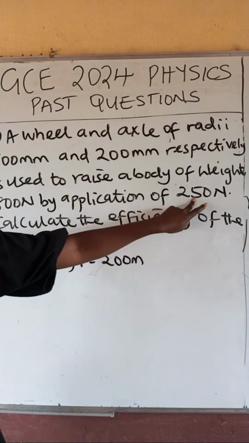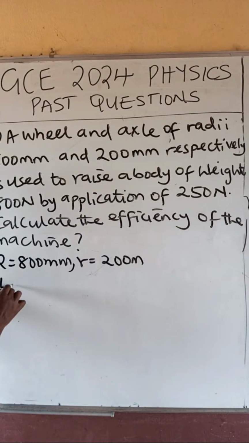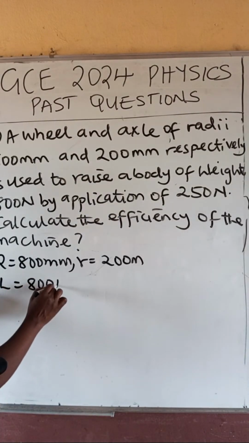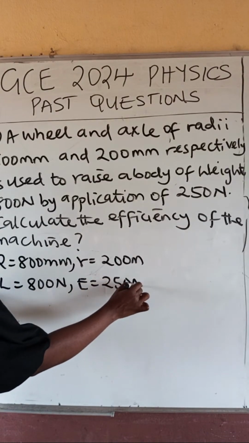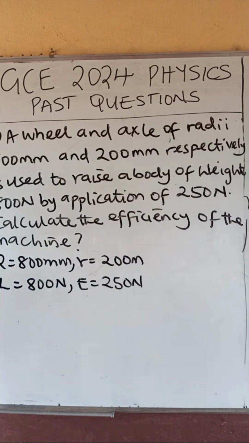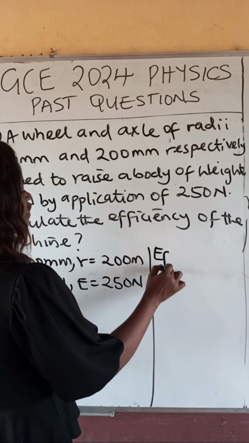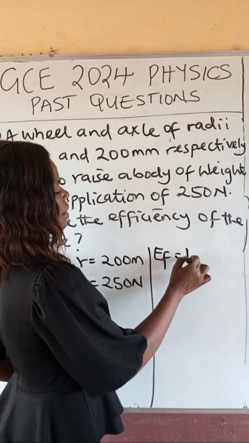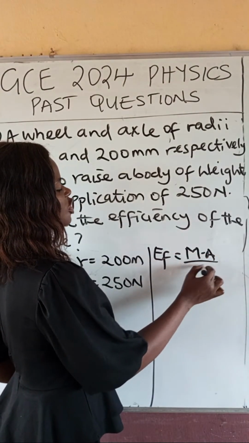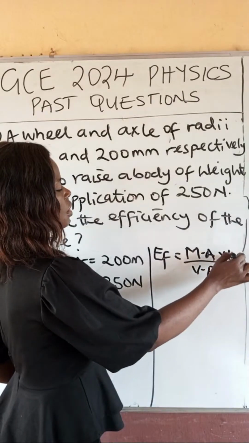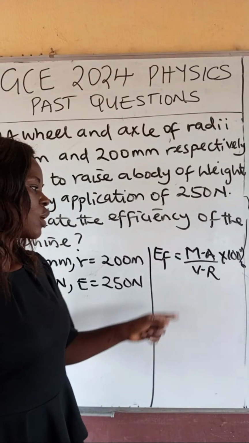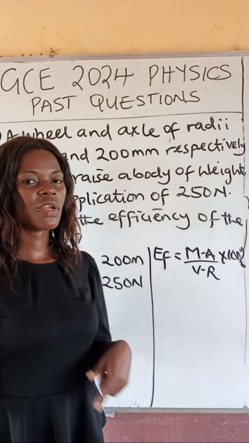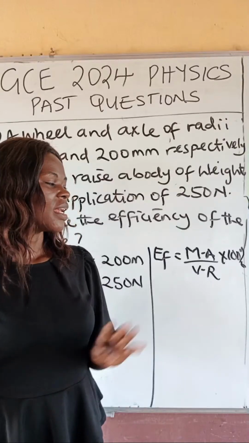Why this application of my effort, which is 250? So my load is equal to 800 Newton and my effort is 250 Newton. We are looking for efficiency. The formula for my efficiency is, I already know the formula, which is MA, mechanical advantage, over velocity ratio, multiplied by 100%. Now we don't even have either of them. We don't have mechanical advantage, we don't have velocity ratio separately.